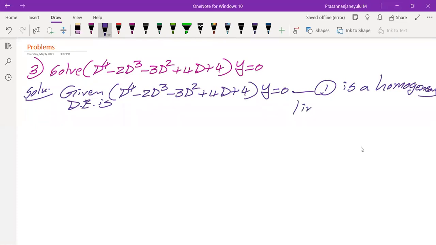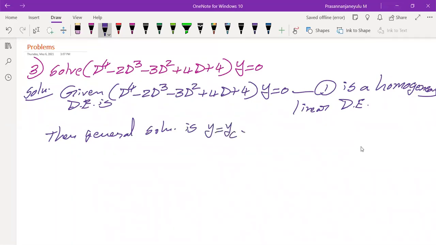Homogeneous linear differential equation. Whenever it is a homogeneous linear differential equation, what is the general form of the general solution? The general solution is y equals to simply yc. Taking this as equation number 2, I am taking here a small side heading, finding yc, for this problem, and the previous problem also we have taken like this.